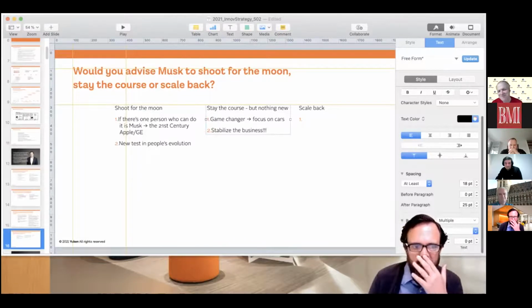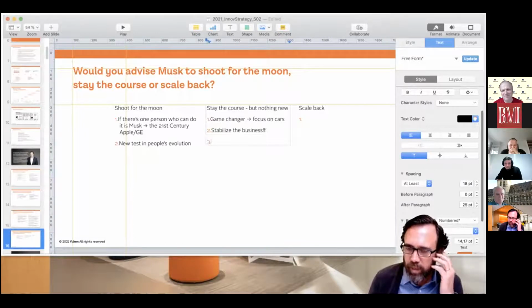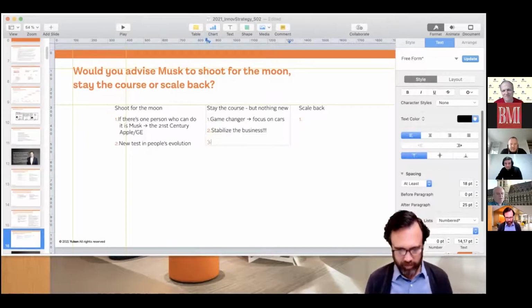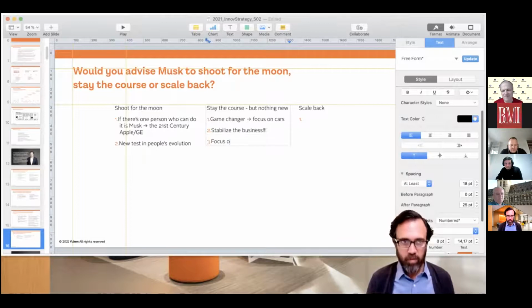Yeah, find an alternative for your lithium battery, I would say. Focus on that. I miss you, Mark. Yeah, just focus on changing the lithium battery. Okay. Focus on that would be a scale back, yeah. Okay.